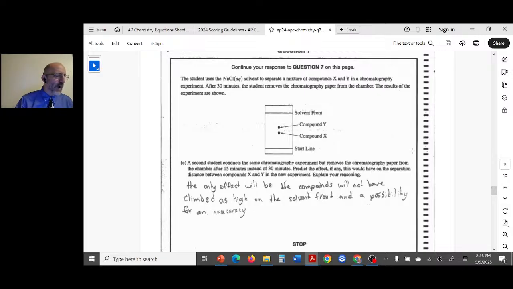So in part C, the point was not earned for failing to compare the distance between X and Y. So again, read the question carefully. Make sure you answer the question.